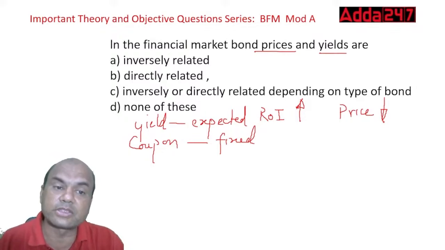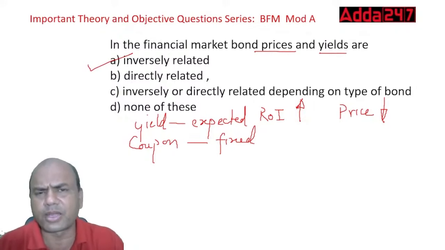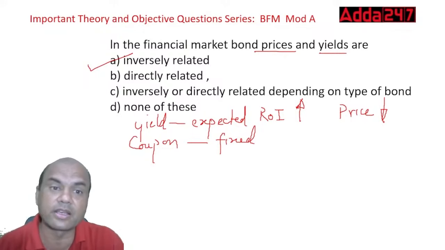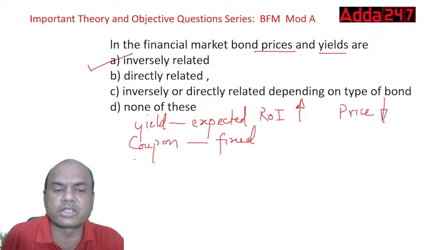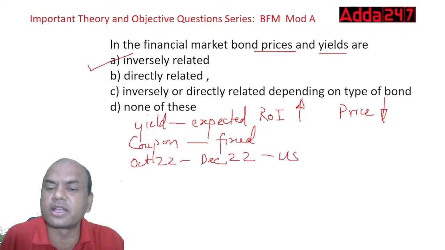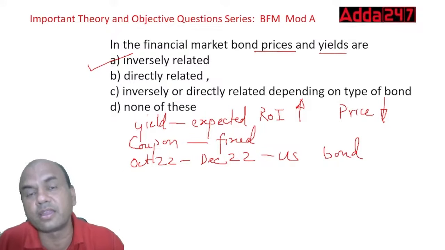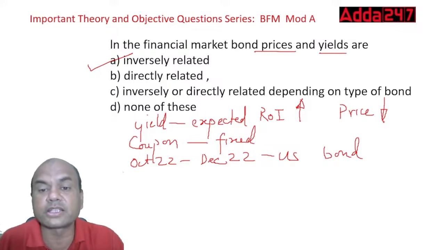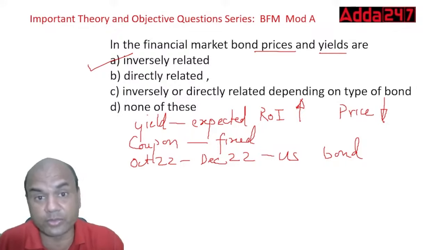So it is what? Inversely related, isn't it? In the financial bond market, bond prices and yields are inversely related. Always. You see this. What happened in October 22 to December 22? Just type on Google, check the US bond rates, and you'll get this. In the US, the prices of the bonds fell like anything. Why? Because the Federal Reserve increased the rate of interest. So that was the point.